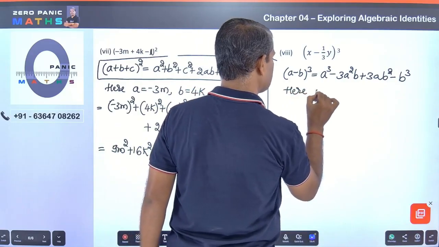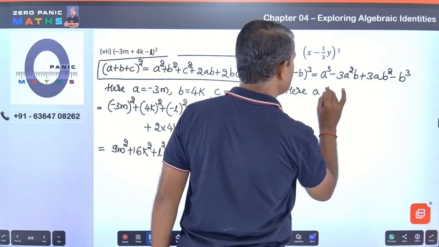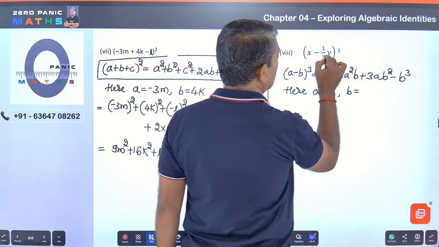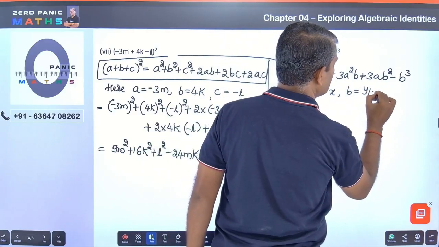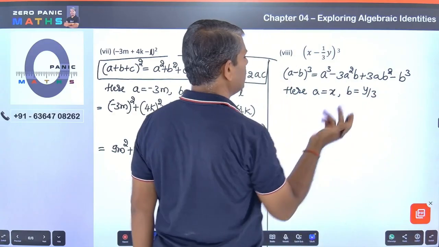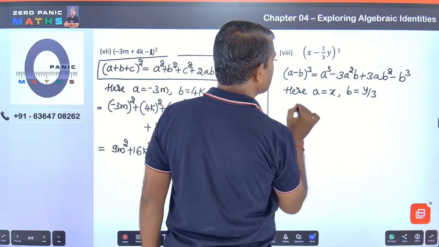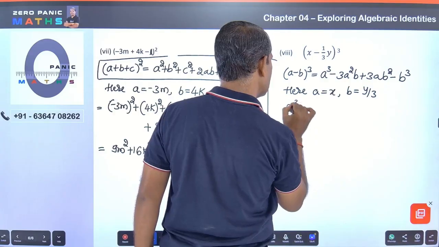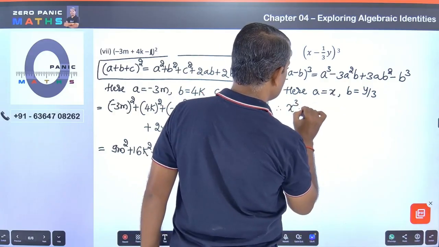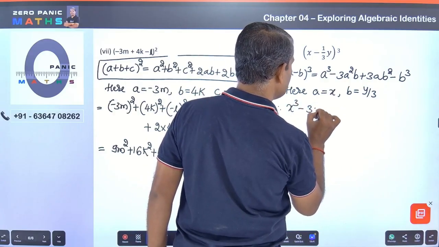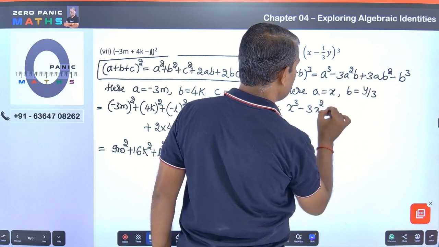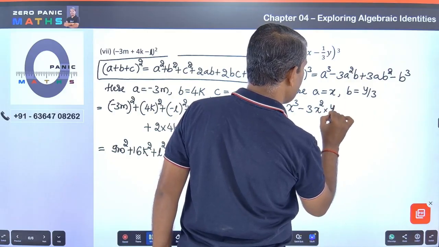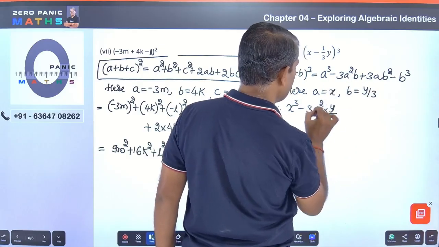And here a we are considering as x. a is equal to x and b is equal to y by 3. We can say b is equal to y by 3 or 1 by 3 into y, both are the same. So let us write x in place of a, that is x cube, minus 3a square, which is x square only, and b, what is b? b is y by 3, that is with minus sign.